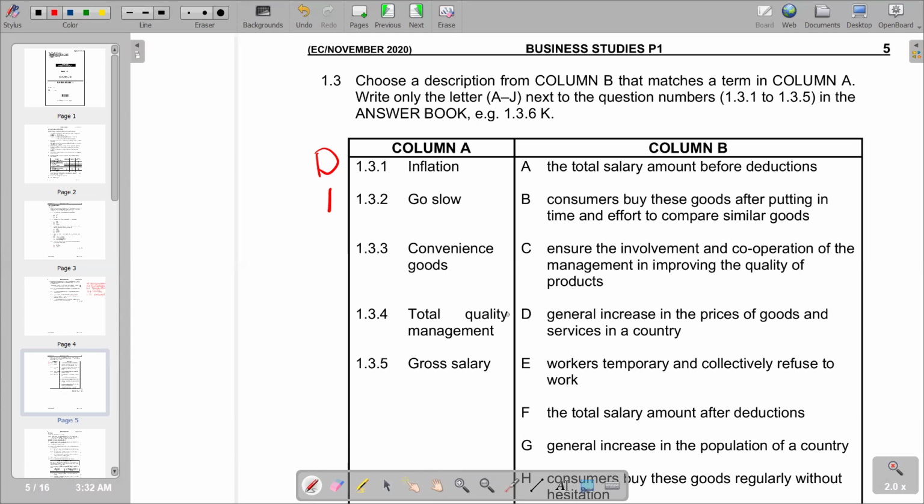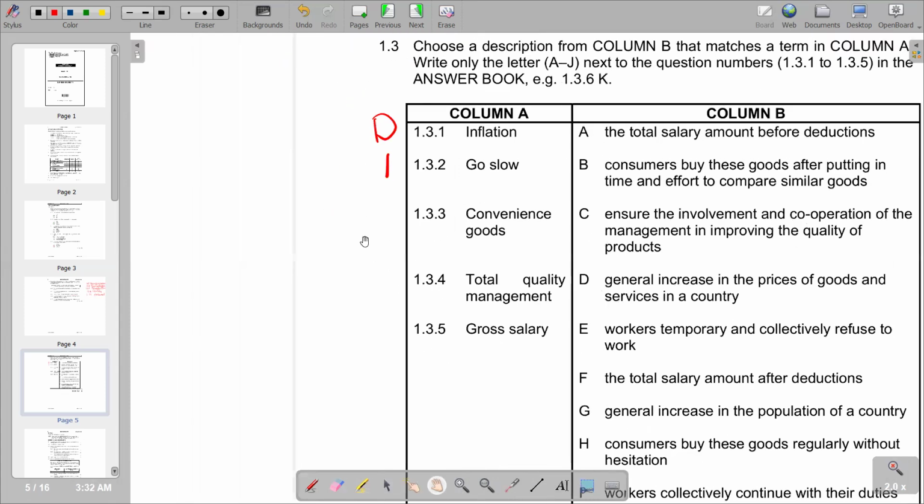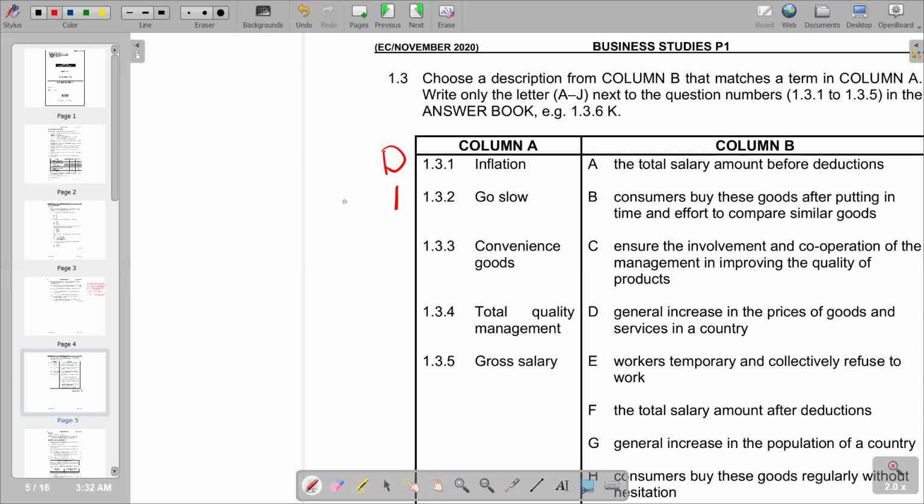So according to the explanations that we are having there, let's just try to go through every explanation to see which one matches convenience goods. Right, we go to H. Consumers buy these goods regularly without hesitation. So H becomes the correct response that we have there.